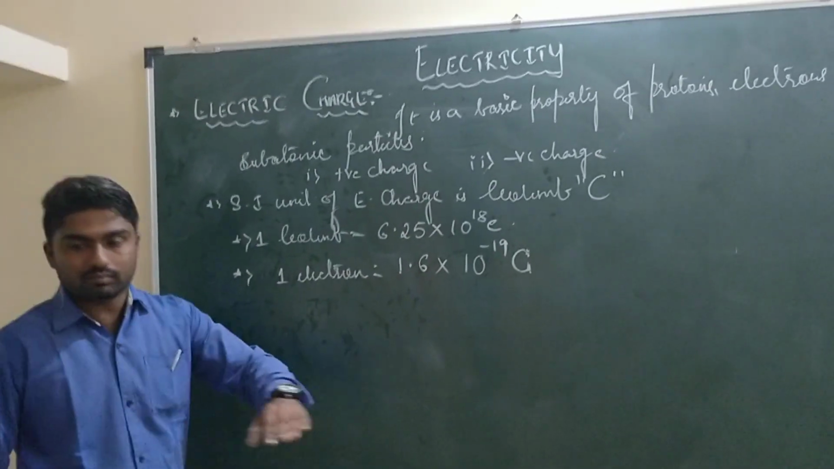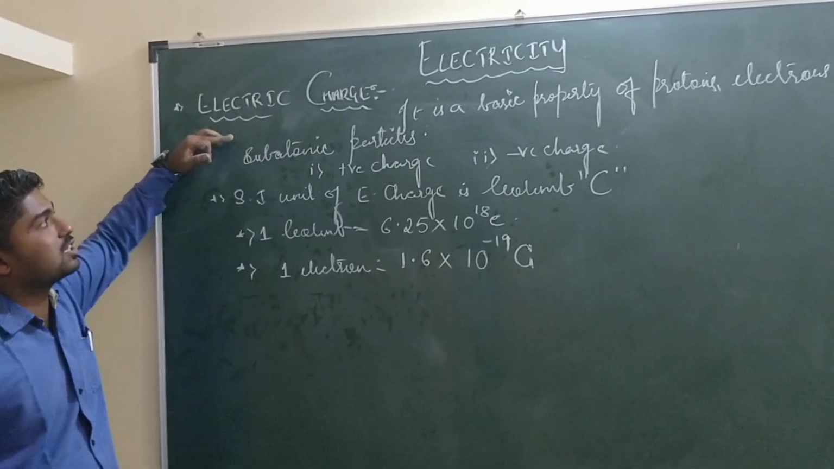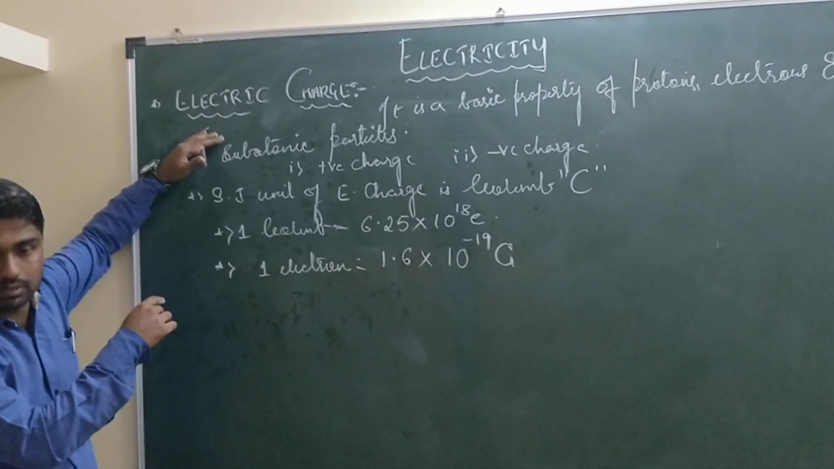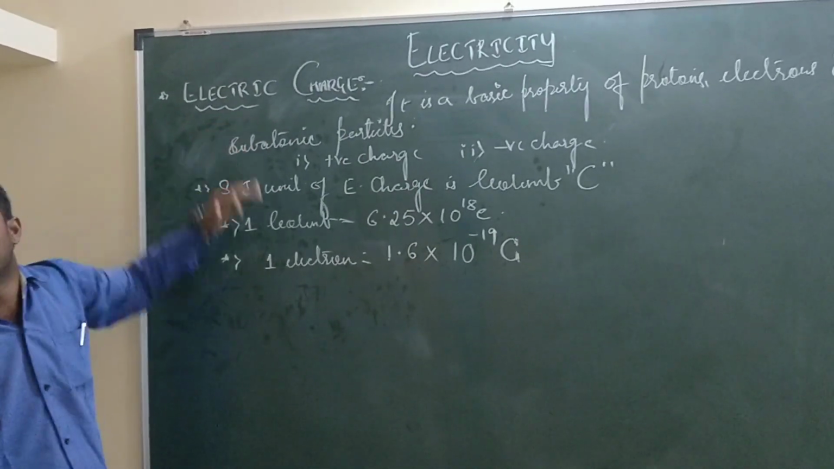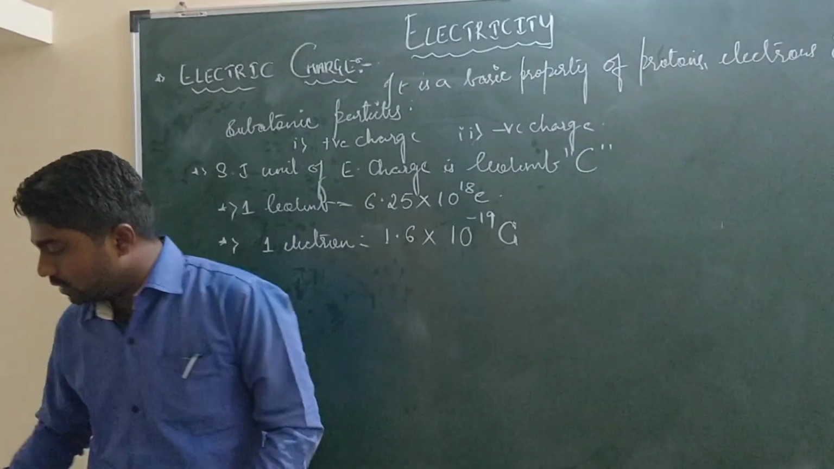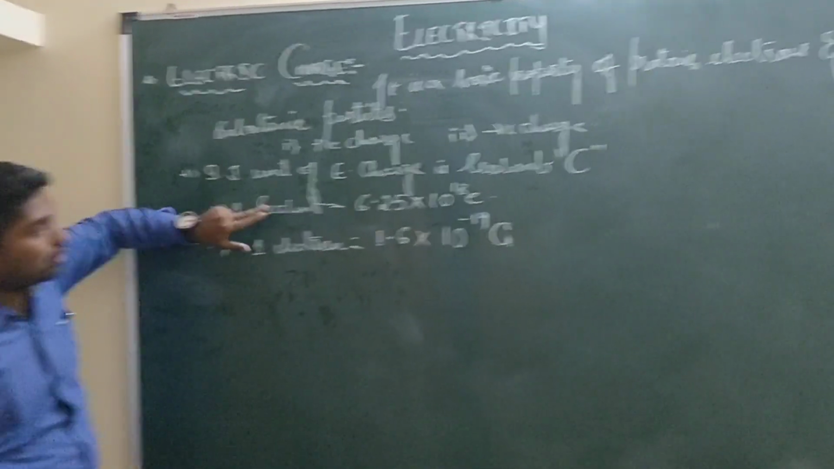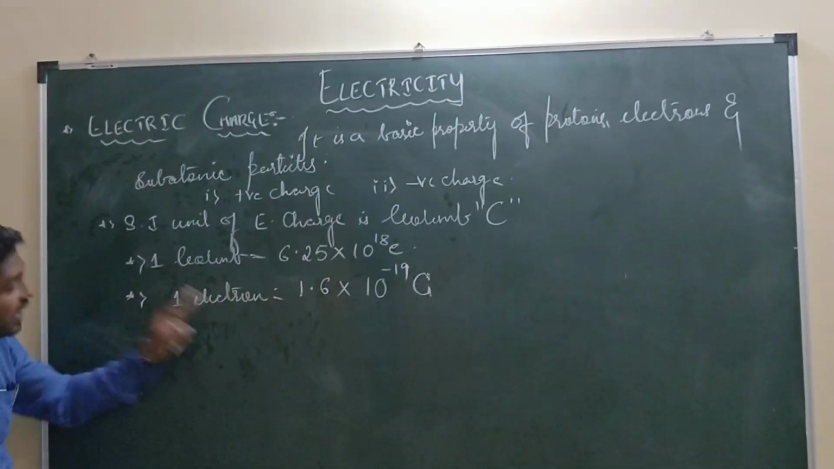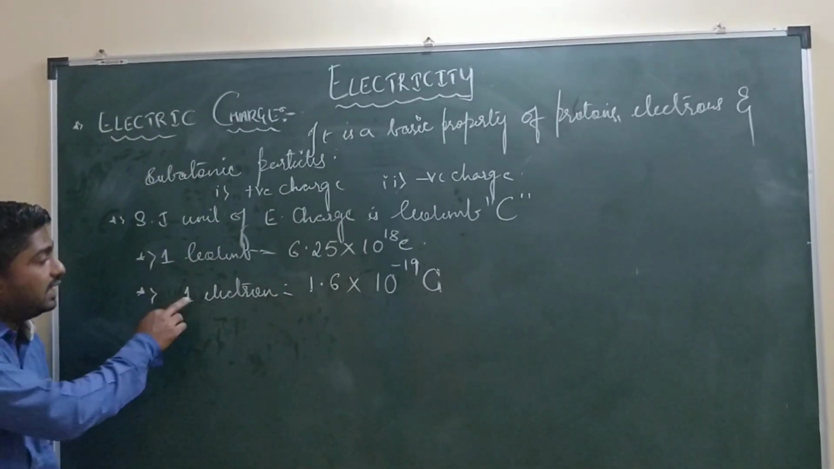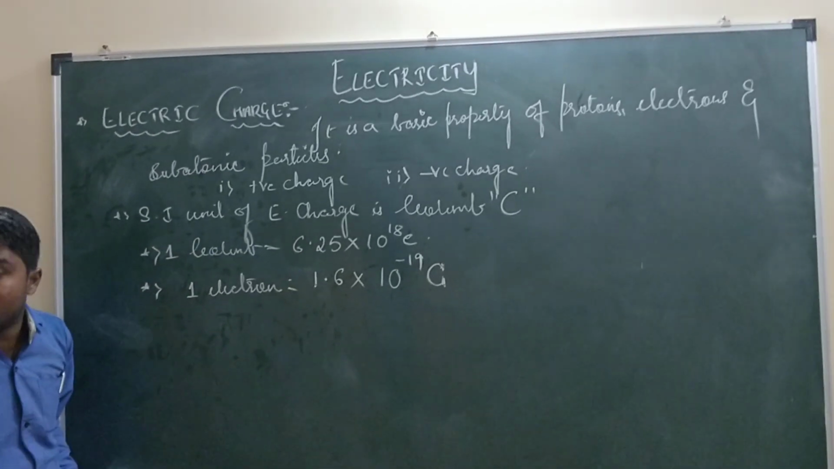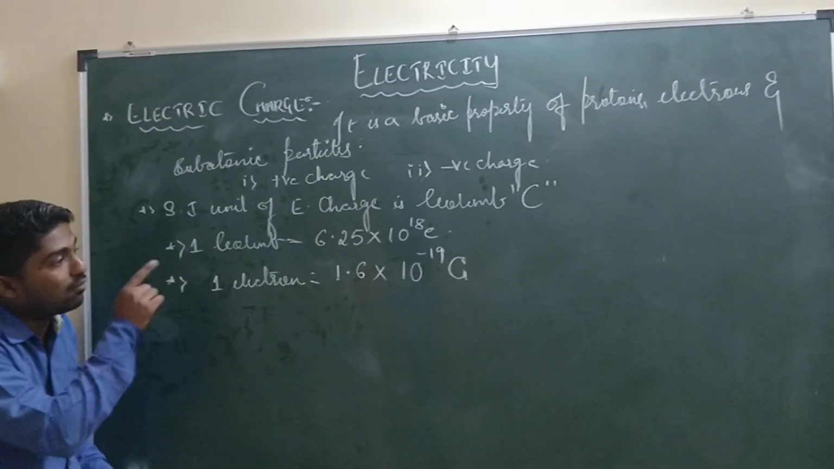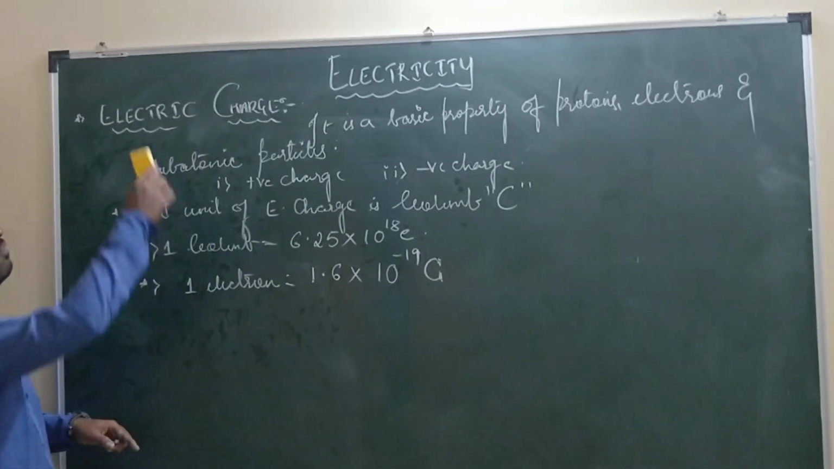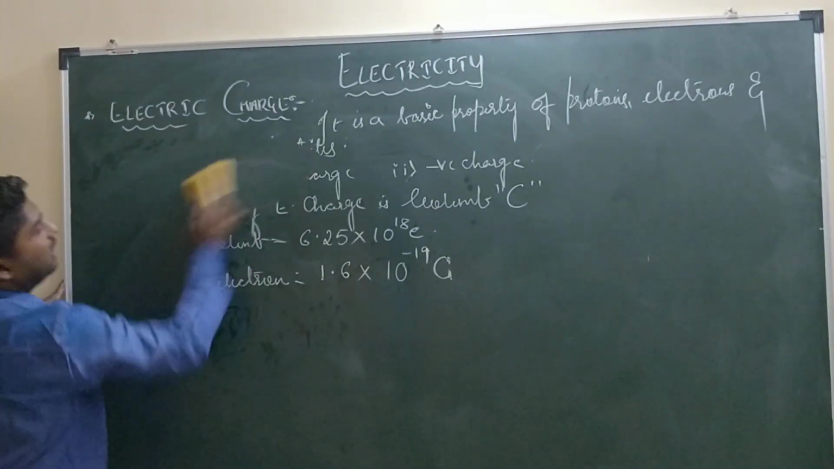Is it clear, guys? Is it clear about electric charge? Yes sir. Are there any doubts here? No sir. Remember guys, one coulomb is 6.25 × 10¹⁸ electrons, and always remember the charge of one electron is negative: 1.6 × 10⁻¹⁹ coulomb. Is it clear? Now we will move to the next topic, electric current.